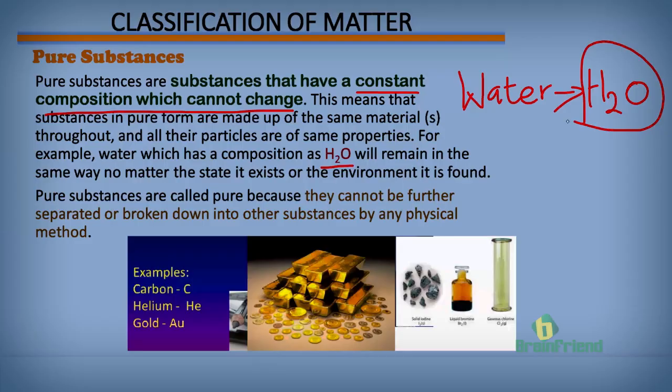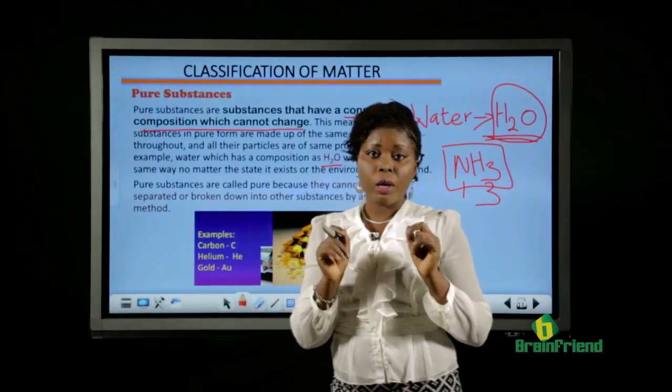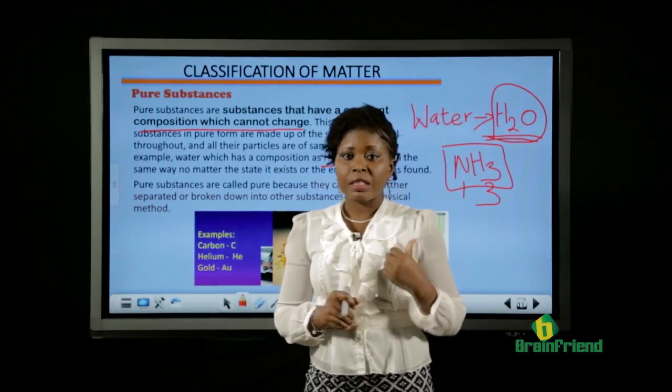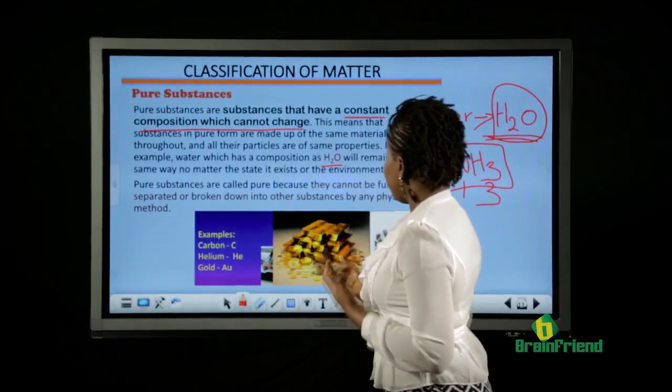Now, this composition of water can never change regardless of anywhere you find water in the world or in any environment you see it. Okay? Water remains water. If this composition were to change, it will no longer be water. All right? So any substance that has a fixed or constant composition that cannot change, then we can say that that substance is what? A pure substance. Okay? Let's take for example this compound, ammonia. Ammonia will remain one nitrogen with 3 atoms of hydrogen, NH3, and this composition will never change for ammonia. When you see something different, that wouldn't be ammonia anymore, but another substance.